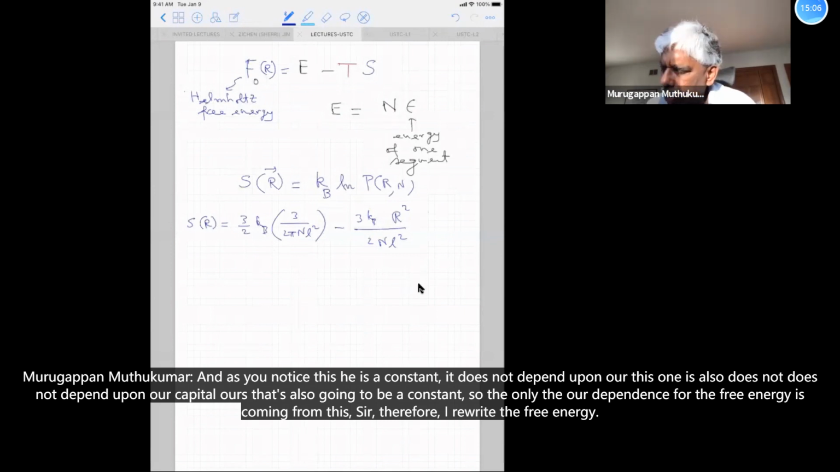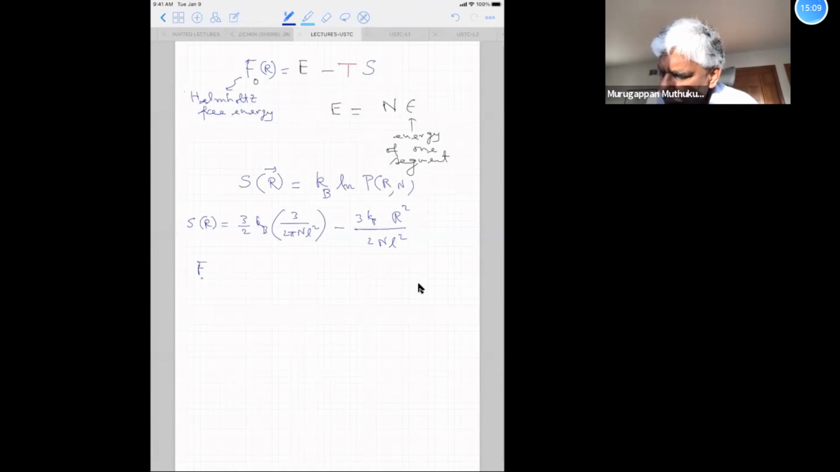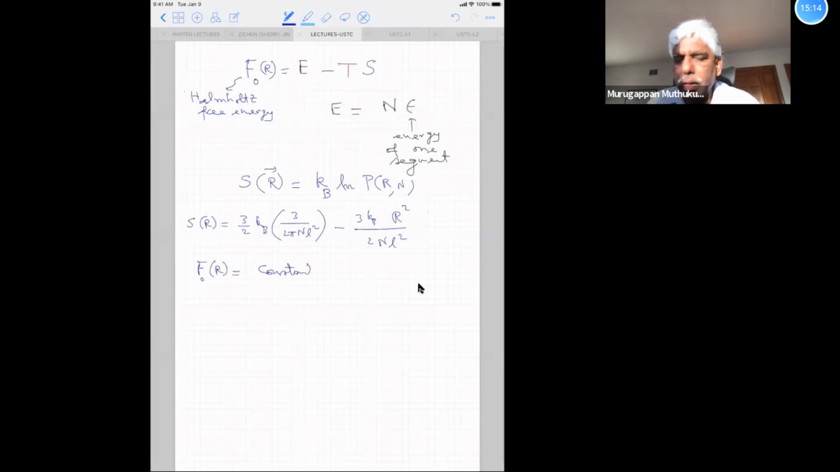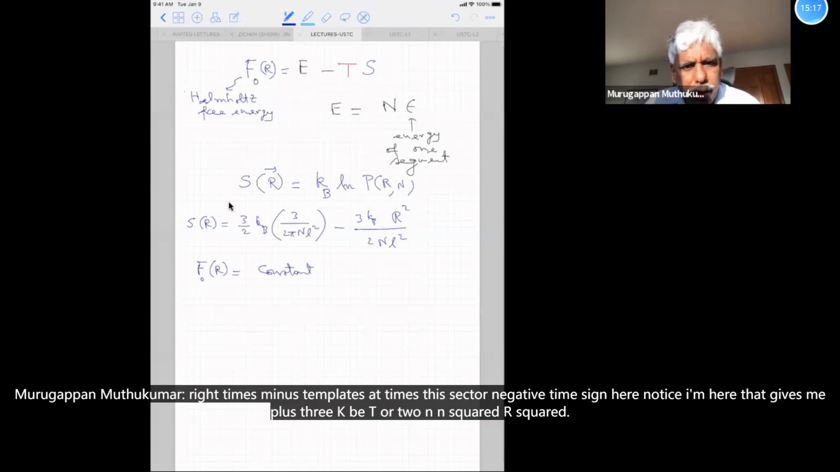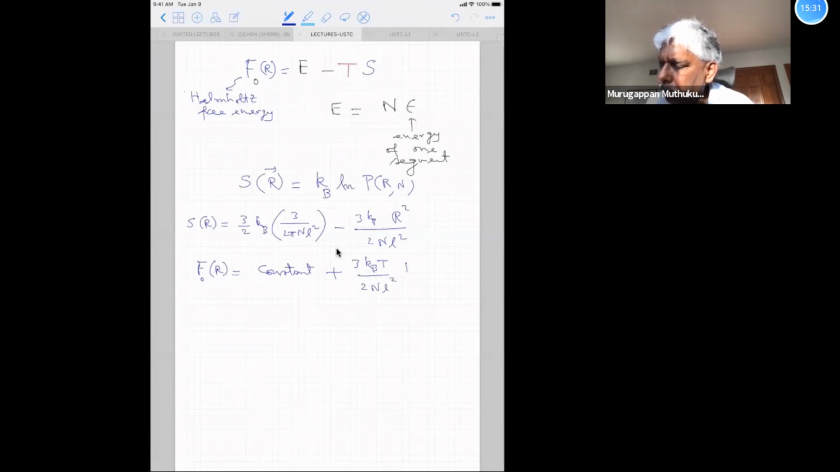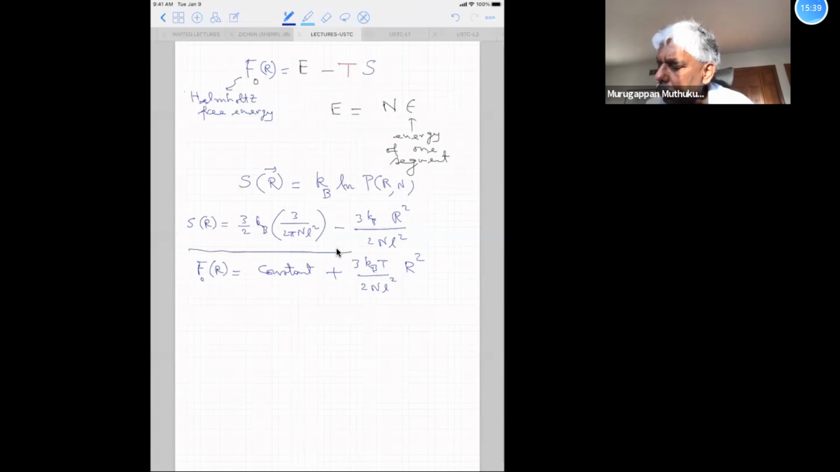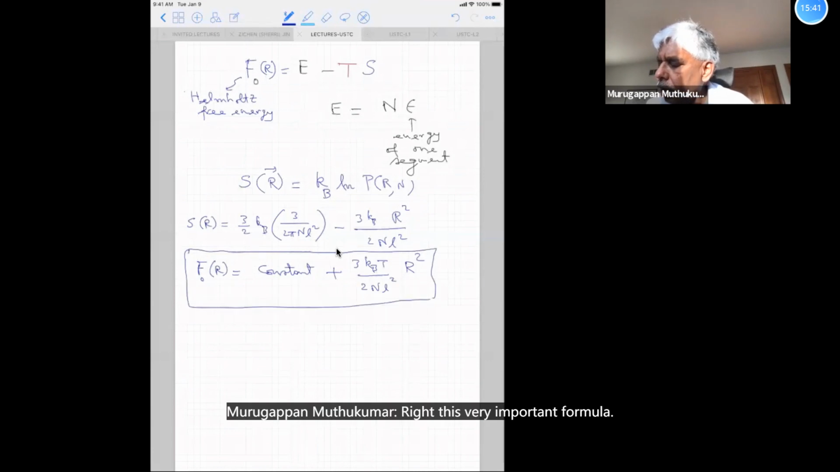Therefore, I will write the free energy is equal to a constant, times minus the temperature times this factor. Negative times the negative sign here gives me plus 3 kBT over 2NL square R square. This I wish that you folks will remember. This is a very important formula.